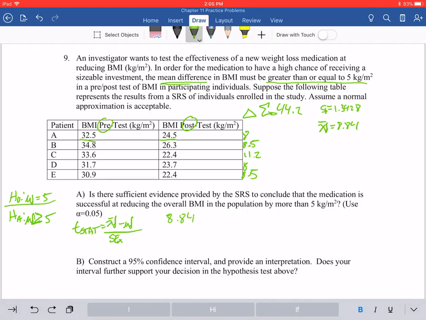Having all this information, you're then going to be able to plug in the values to get your t-stat. The t-stat here is going to be 8.84 minus our mu delta of 5 over our standard error of x, which is 1.3428 divided by the square root of n, being 5 here. Work this out. It's going to be 3.84 divided by 0.6005. So it's going to give you a t-stat of 6.3947.